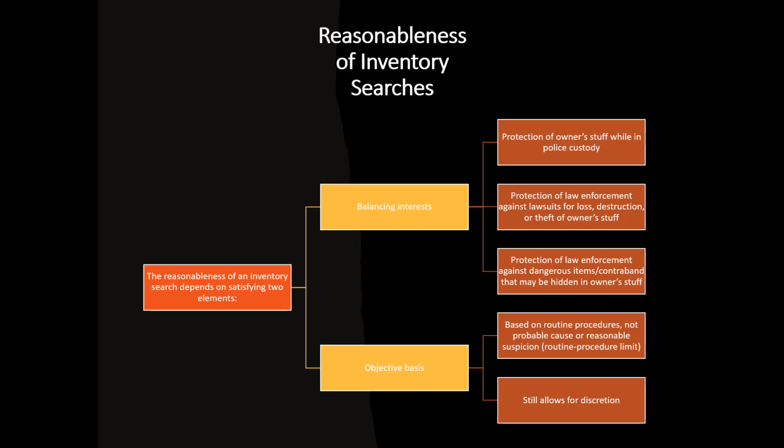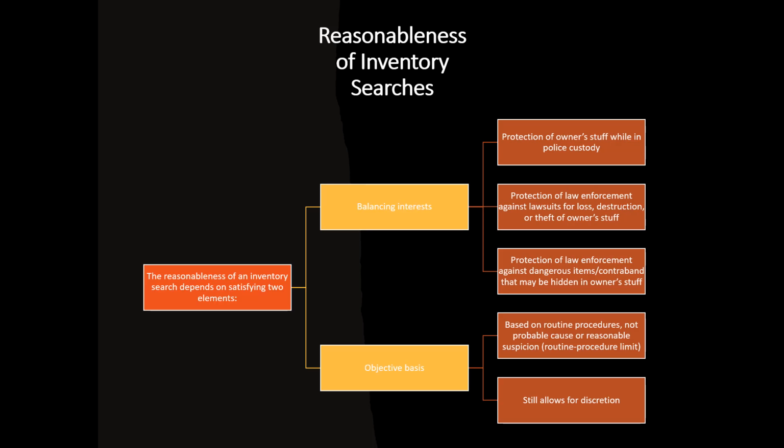Now we can allow for some discretion. We might say, okay, we generally don't search cars unless XYZ is present. And XYZ might be something like there's smoke coming out of the car, or something that would make it dangerous. So all these things are just factors that can go into establishing an objective basis for a search.